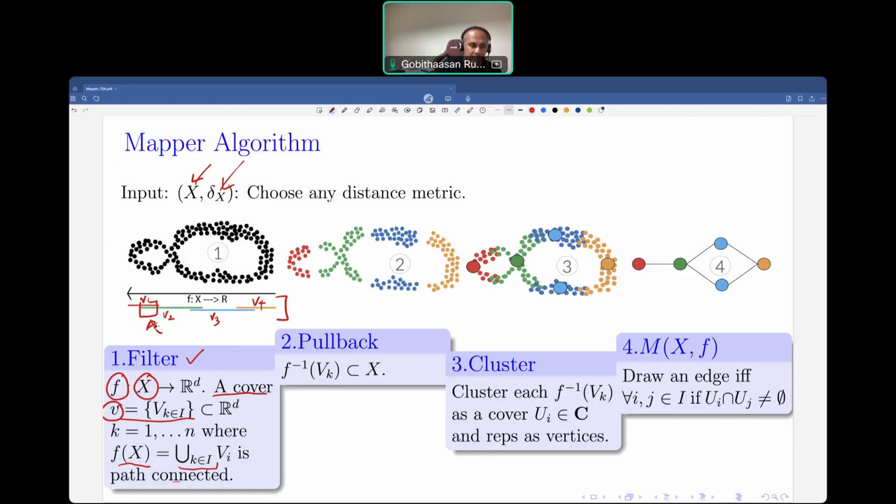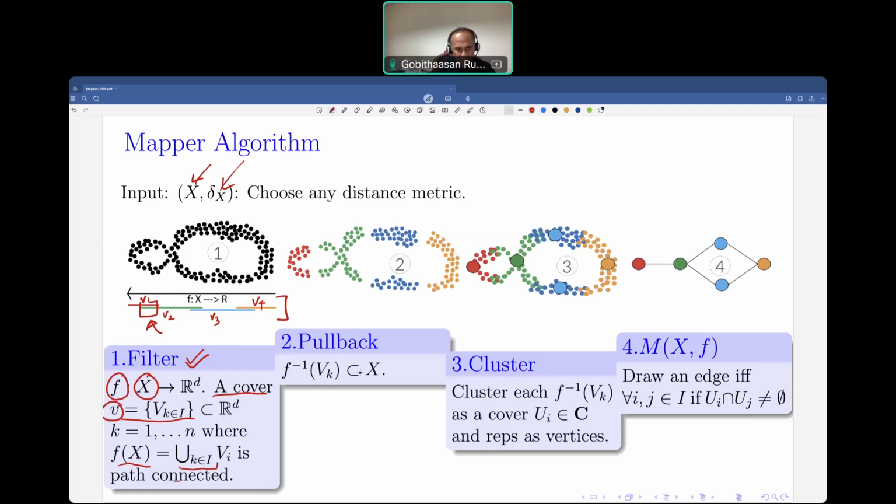Path connected. Because why? You choose the X intervals so that they are overlapping on top of each other, which means some X values are being used in red and also being used in blue. That is called path connected. So that's the first part. First part, choose a filter, and of course from this filter create covers. So you have here 4 covers.